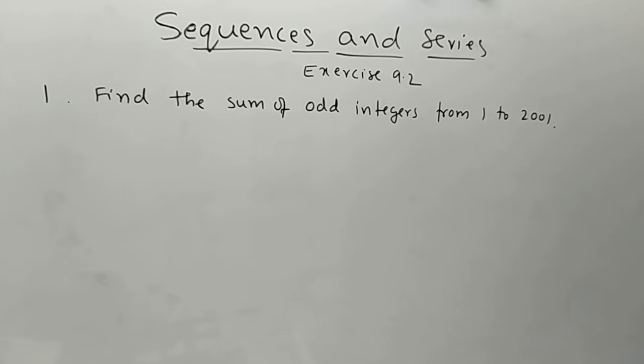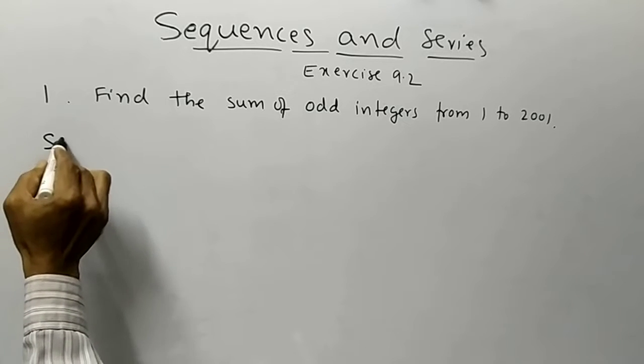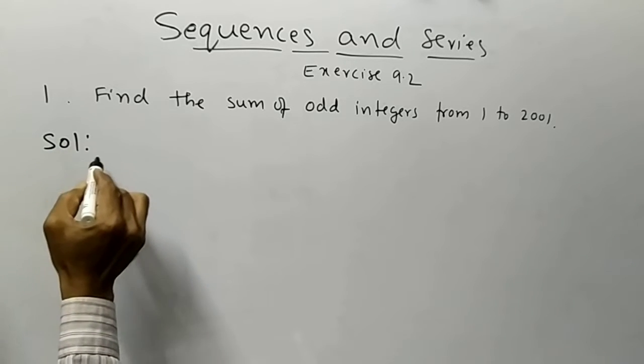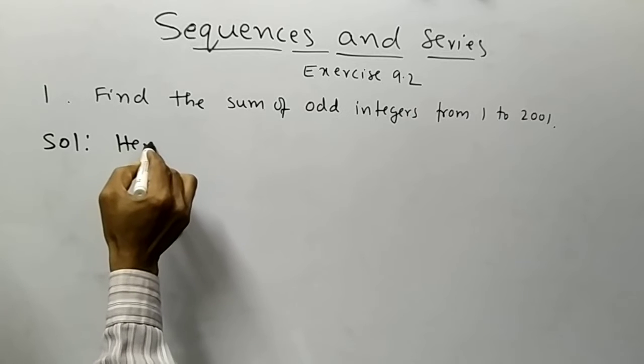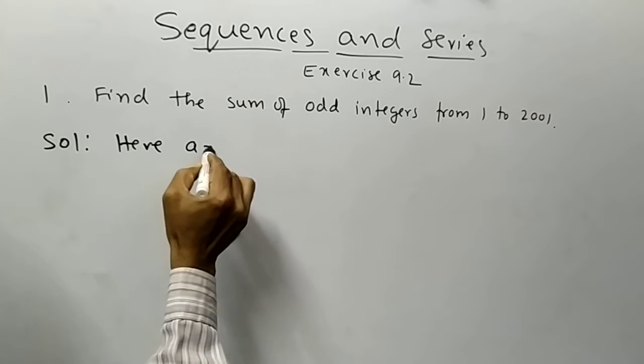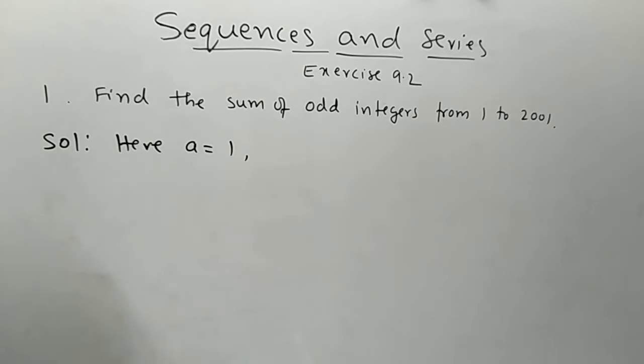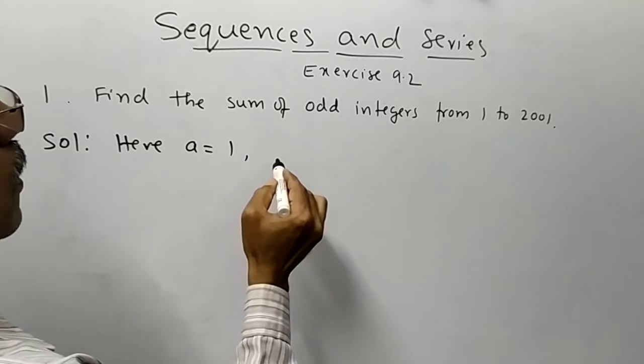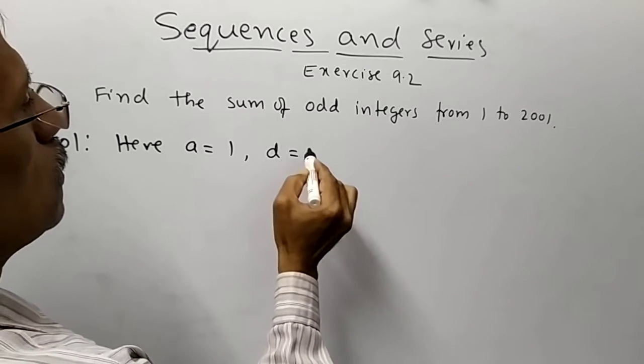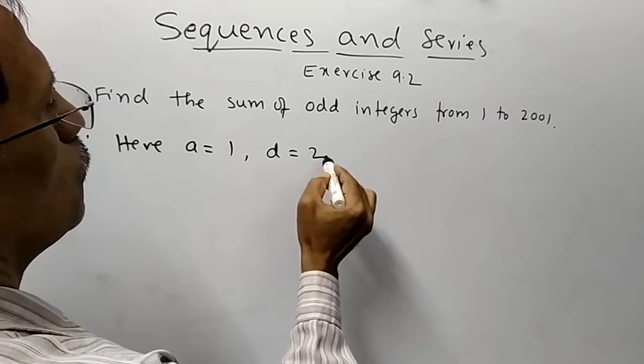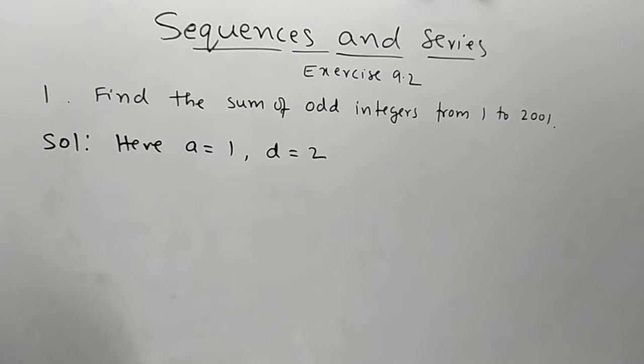Exercise 9.2. First question. Find the sum of odd integers from 1 to 2001. Solution. Here, the first term, that is a, is equal to 1. Common difference, d, is equal to 2, the difference of two odd integers.